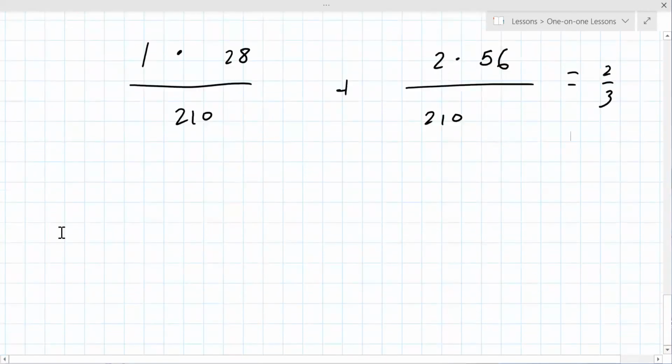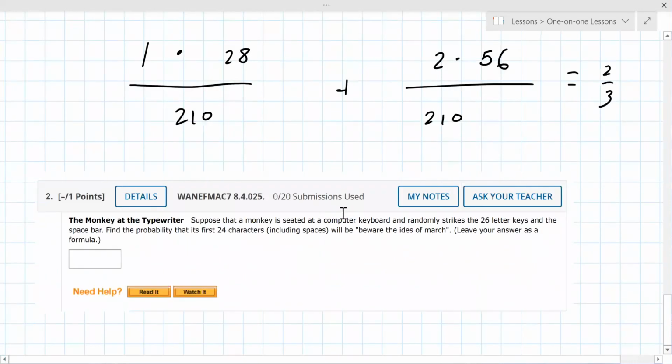Number two. It says, suppose that a monkey is seated at a computer keyboard and randomly strikes the 26 letter keys and the space bar. Find the probability that its first 24 characters, including spaces, will be beware the Ides of March. Leave your answer as a formula. So I guess I don't know. Oh, the Ides of March. Okay.